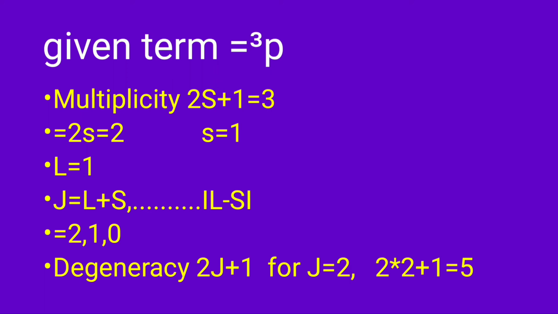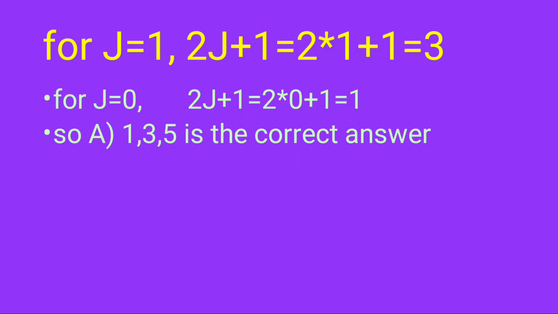Here, for the P term, L equal to 1. Therefore, J equal to L plus S to L minus S. It will be equal to 2, 1, 0. Therefore, degeneracy value equals 2J plus 1. For J equal to 2, the value will be equal to 5. For J equal to 1, 2J plus 1 equals 2 into 1 plus 1 equals 3. For J equal to 0, 2J plus 1 will be equal to 1. So, A, 1, 3, 5, is the correct answer.